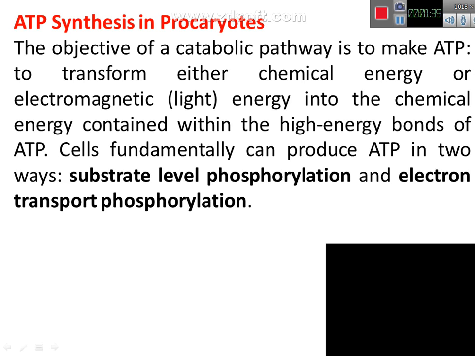In simple terms, in the photosynthesis process which is taking place in photosynthetic bacteria or in cyanobacteria or in plants, usually light is absorbed and light is converted into chemical energy. So chemical energy is the energy form which you observe in the ATP molecule. Now how is it stored? It is usually kept in the form of high energy bonds. So cells fundamentally produce ATP in two ways. One is the substrate level phosphorylation process and the second one is electron transport phosphorylation.